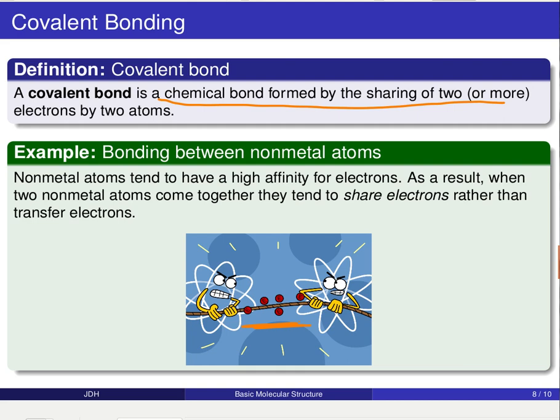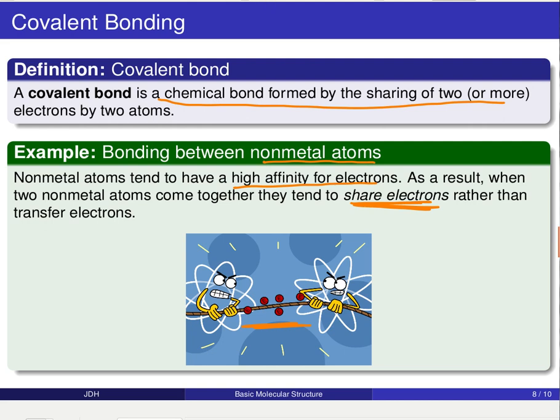Okay, and this will typically happen between nonmetal atoms. So as you recall, nonmetal atoms tend to have high affinities for electrons, and so they still want to have that full outer shell. We're still going to rely on that concept of the octet rule and filling up that outer shell. But when these atoms are working to fill up their outer shell, rather than transferring and giving up and gaining electrons, they're going to tend to come together and form different structures where these electrons will be shared.